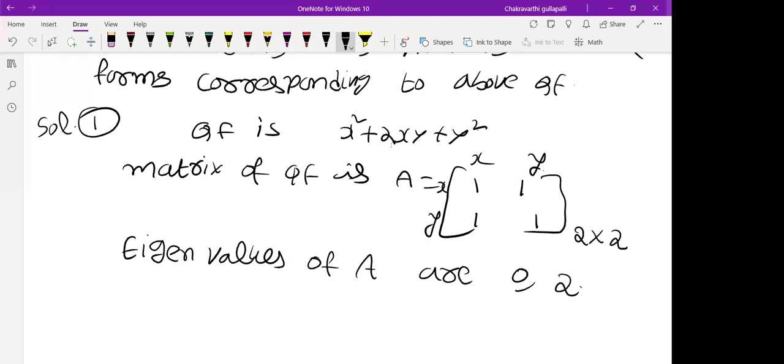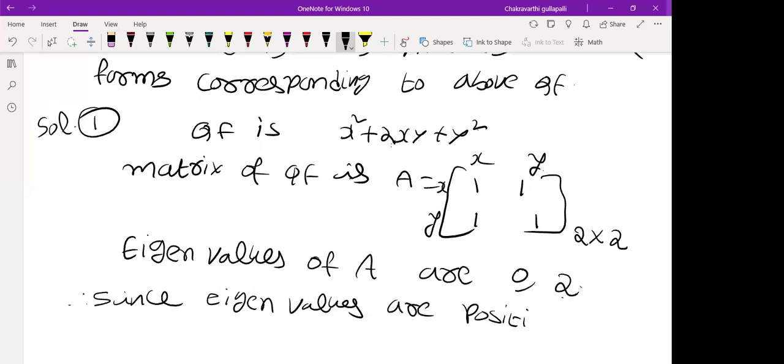Now, based on the eigenvalues, we have to decide the nature. One of them is positive, the other is 0. If it is positive and 0, what is the nature? Semi-positive definite. So, since the eigenvalues are positive and 0, the quadratic form is semi-positive definite.